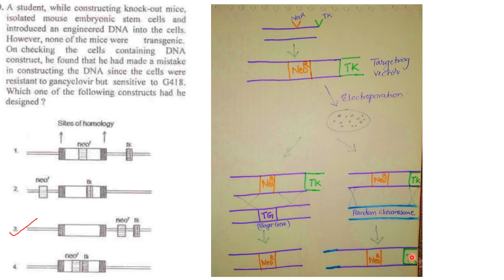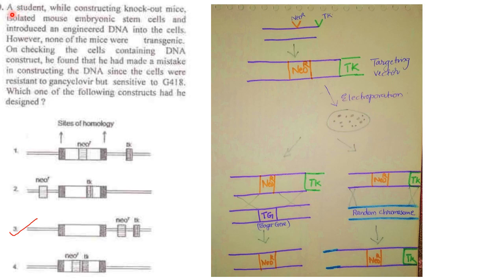So based on this figure, they have asked questions for some 2-3 years, I think. I don't remember exactly, but for 2-3 years they have asked this same question in different ways based on this principle of homologous recombination. So remember this picture. I won't be explaining it again and again.